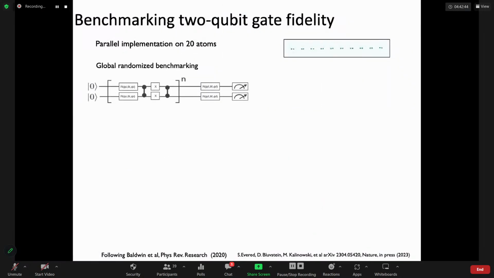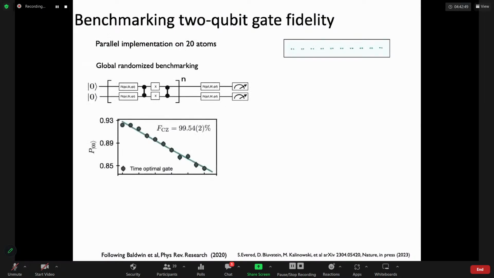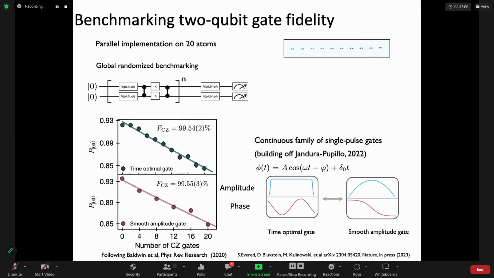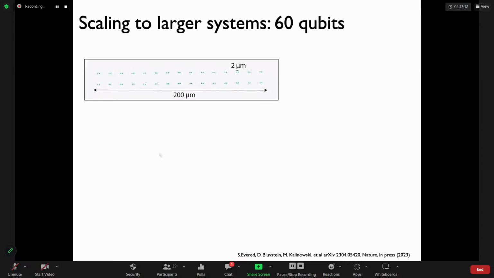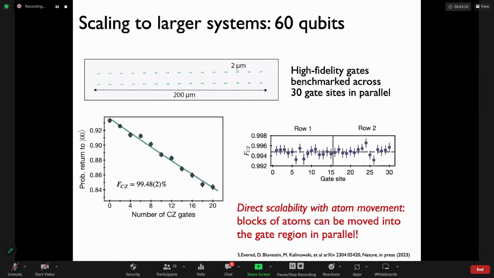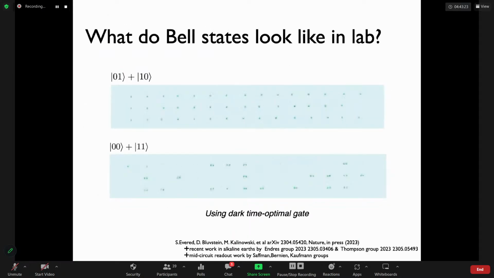The way we see that we improved these fidelities is by doing something called randomized benchmarking. What you see is that the errors improved by more than a factor of 5, to the point of 99.5%. Using these techniques, we developed a full family of gate pulses which can realize this high fidelity. And what's interesting is that we can immediately scale it. We can do these experiments with many qubit pairs in parallel, and all these pairs display very good fidelity.